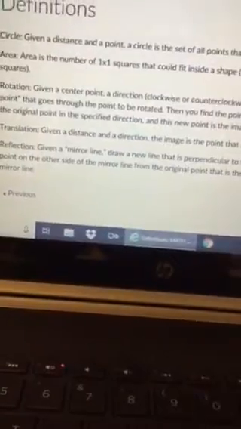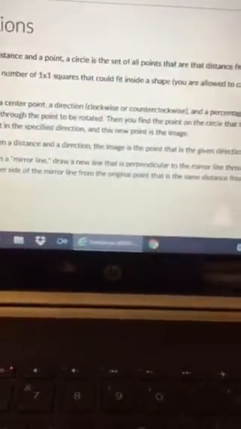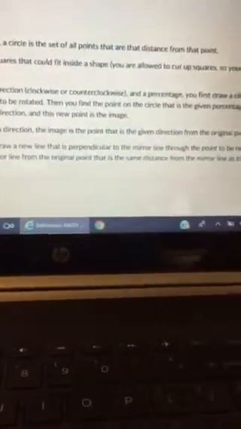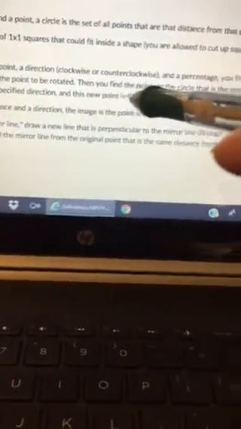Given a center point and direction, counterclockwise or clockwise, and a percentage, first draw a circle with the center point that goes through the point to be rotated. Then you find the point on the circle that is a given percentage of the circumference from the original point in the specific direction, and the new point is the image.